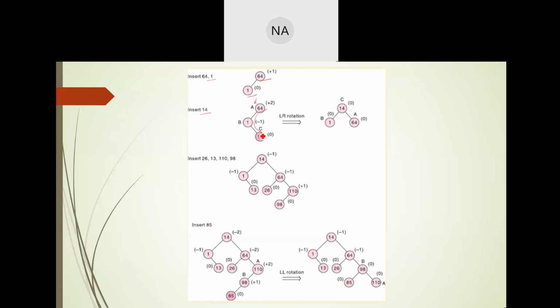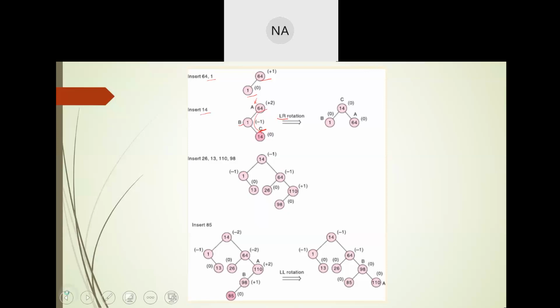Because 14 is in the right subtree or the left subtree of node A, you have to perform LR rotation. Okay, so identify node B and C. Node B is the root of the left subtree of node A, and node C is the root of the right subtree of node B. So we will rotate using the LR rotation.